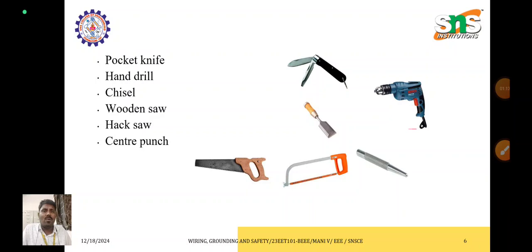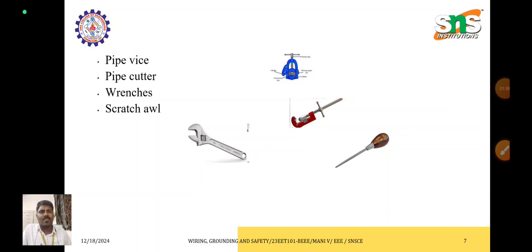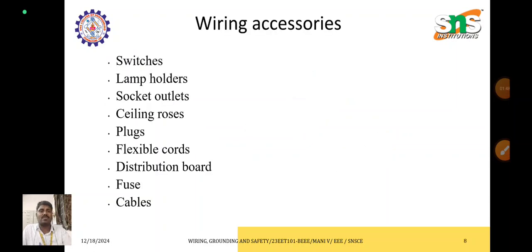And pocket knife, hand driller, chisel, wooden saw, hacksaw, that is the oxsaw blade, and center punch. These are the materials which are used for cutting pipes or some other hoods. We are in need of these kinds of materials. And pipe vise, pipe cutter, wrenches and scratch level. These are also required as materials and accessories.